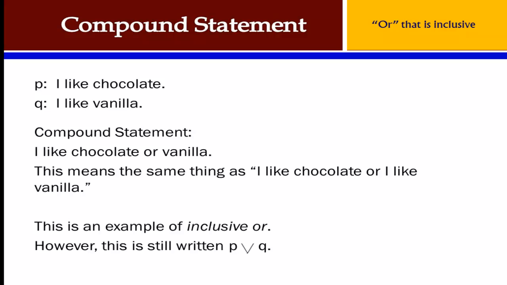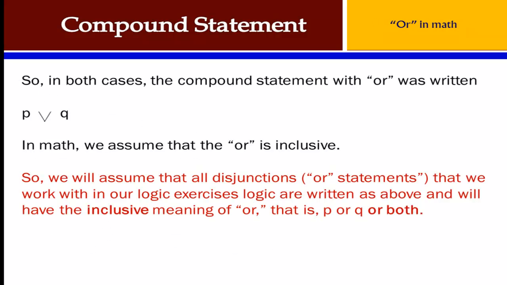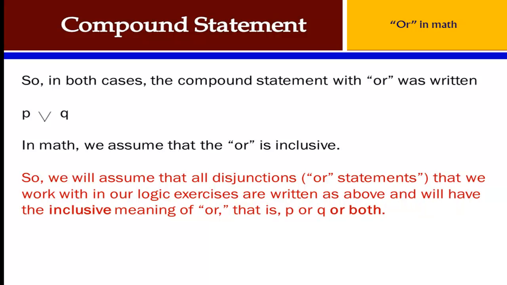So in mathematics, we have to come to an agreement about the symbol or. Since both statements are written with the symbol for or, we're going to always assume that the or is inclusive. So when we see disjunctions or or statements in our logic exercises, we're going to assume that the or statement means P or Q or both.